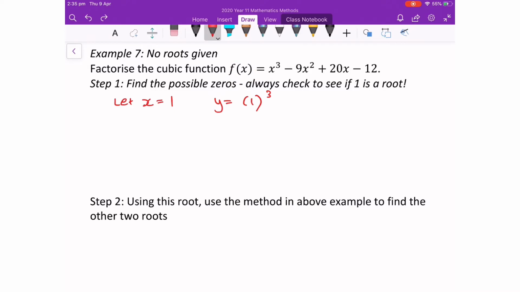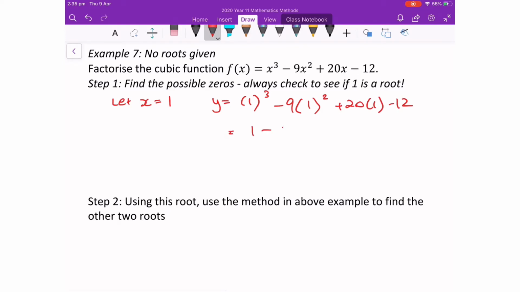So 1 cubed take 9, 1 squared plus 20 times by 1 take 12. So I've got 1 take 9 plus 20 take 12. Put that into a calculator. What do you find? Do you find that it equals 0? Because it does, which is great. So that means 1's a root. So 1, 0. Okay, which makes it really easy for us to find out the other two roots.